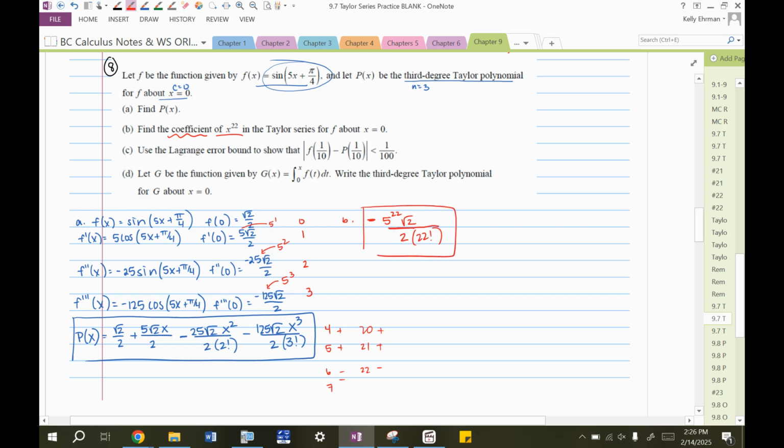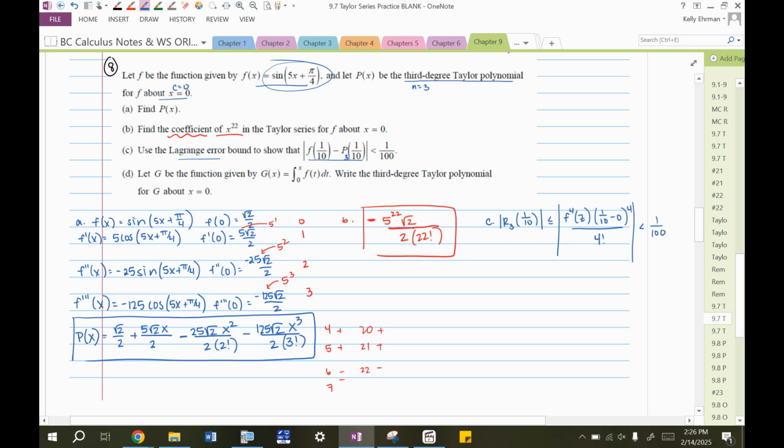Right? What about part C? Use the Lagrange error bound to show that the actual difference is less than 1 over 100. So again, here's a non-calculator example. All right, so we're looking for that actual difference here. And this is a P3, right? So that's going to come out to the remainder 3 evaluated at 1/10. That's less than or equal to the fourth derivative at a max value z times 1/10 minus 0 to the fourth over 4 factorial. And we're supposed to show this is less than 1 over 100.